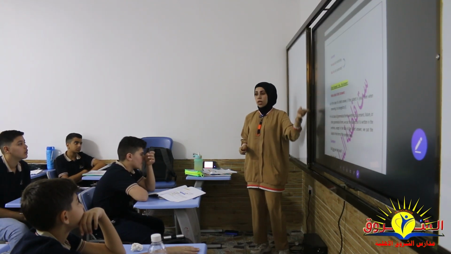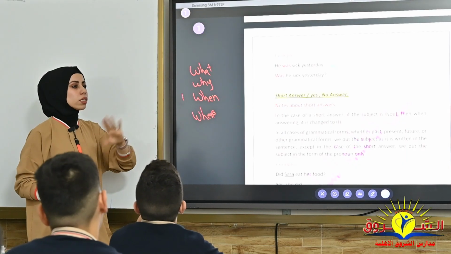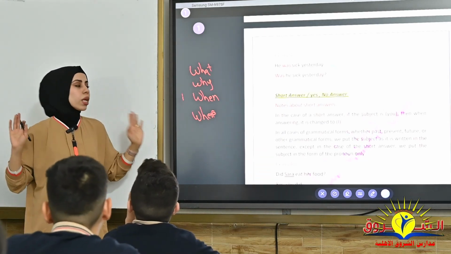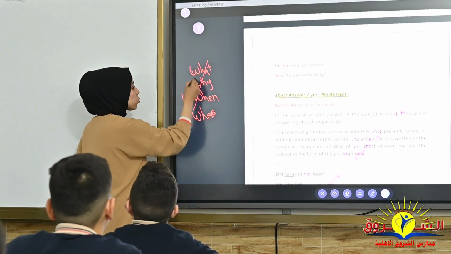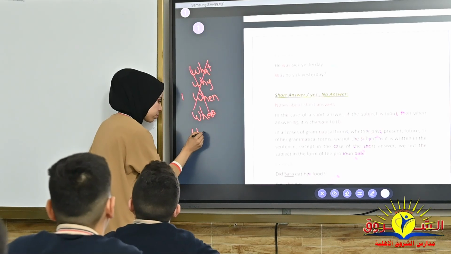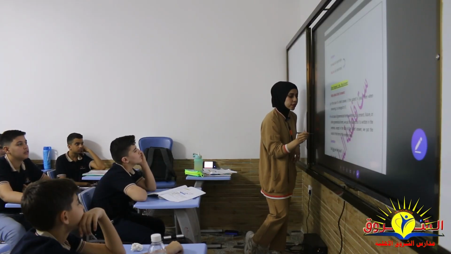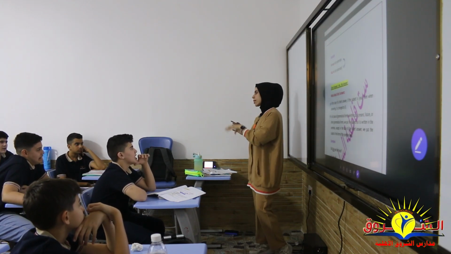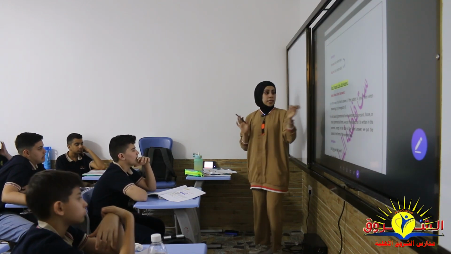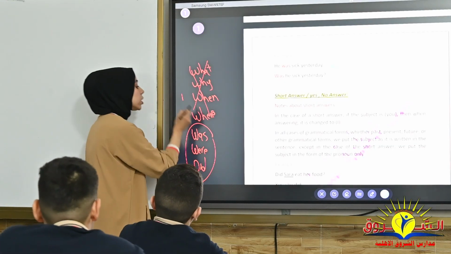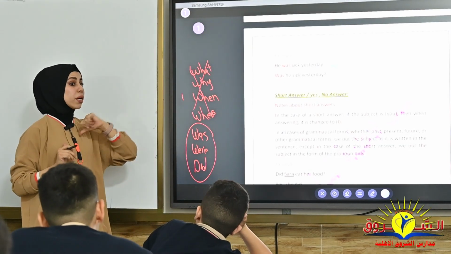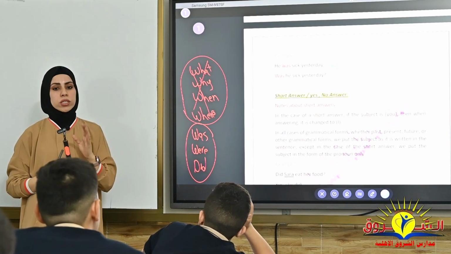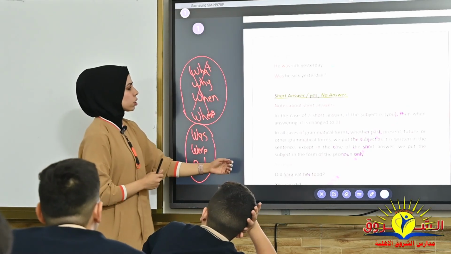If your question starts with one of these, you cannot write your answer yes or no. Your answer must be a long sentence, okay? But if your question starts with was, were, or did, your answer will be a short answer, which means yes, no. Okay? So if my question starts with one of these auxiliary verbs, my answer will be yes, no. But if my question starts with one of the WH questions, that means your answer must be a full sentence. Okay? Now look at these notes.